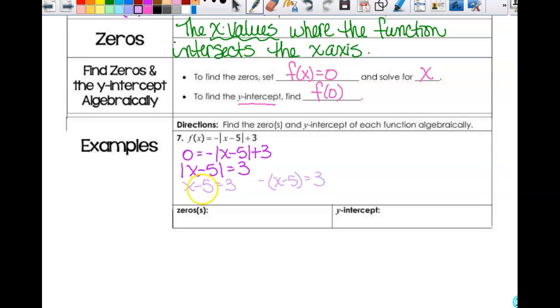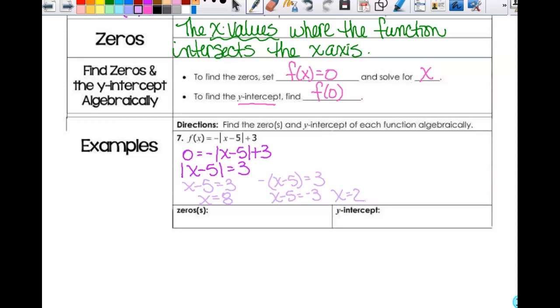So when I solve this one, I add 5 to both sides, and I get x equals 8. When I solve this one, I can just multiply both sides by a negative, or I can distribute. It doesn't really matter. Let's just multiply both sides by a negative. So I get x minus 5 equals negative 3. So then x equals 2. So I have 2 x values that I got.